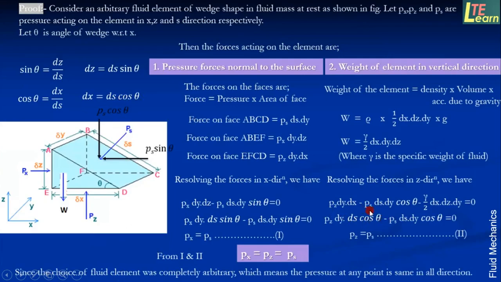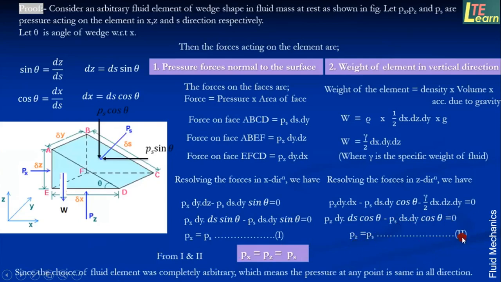Next to that, minus ps ds dy cos theta. Now in this expression you see dy ds cos theta, and here also dy ds cos theta. So this can be cancelled. So here we can write pz, the remaining term, and this minus ps, if we bring it on the other side of the equation, will become positive. So we find here pz is equal to ps. Say equation number 2.